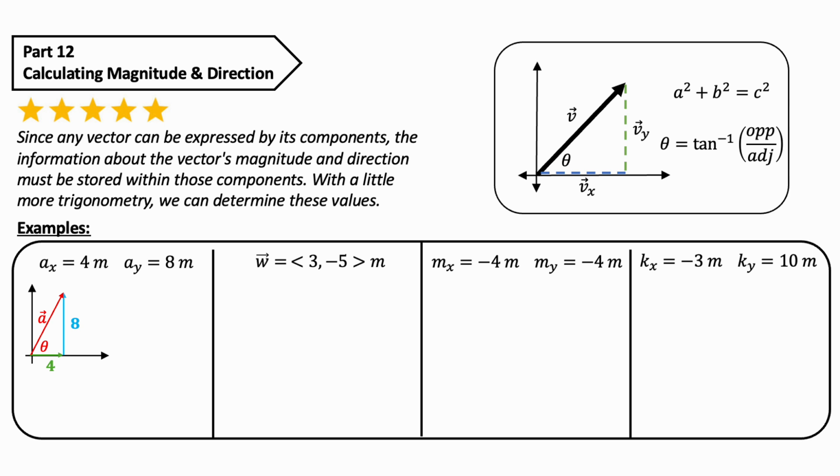So what I'm looking for is the length of A and the angle theta. How would I figure out the length? Well, that is really easy because we just need to use the Pythagorean theorem. We are looking for the hypotenuse of a right triangle when we know its 2 legs. So we're going to do the square root of 4 squared plus 8 squared, which comes out to be 8.9 meters. So that is the magnitude of A. That is how long vector A is. But what is the direction of A?